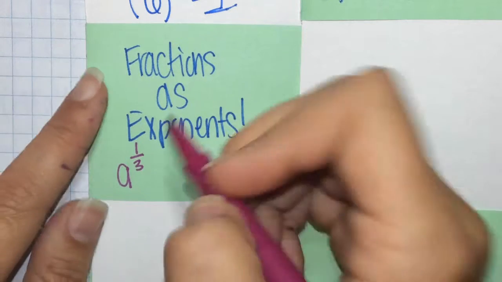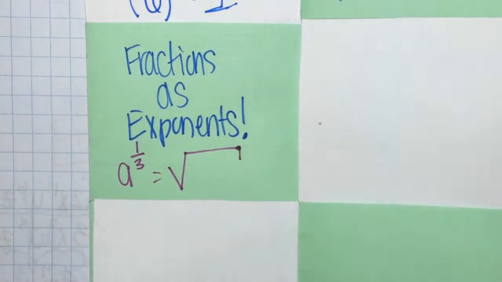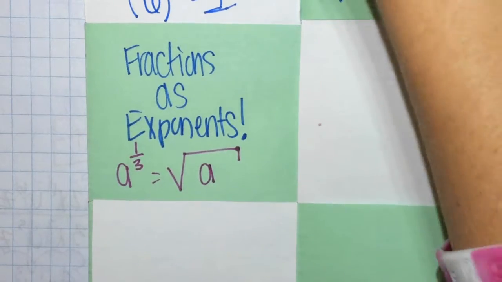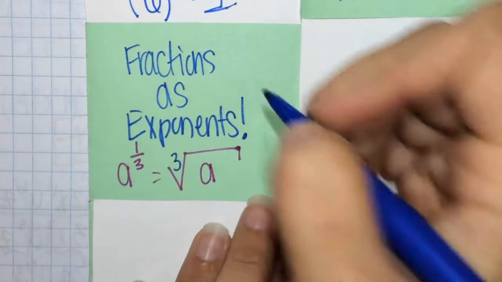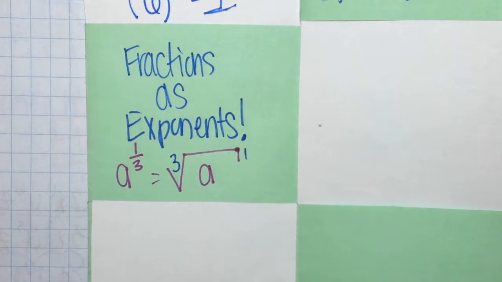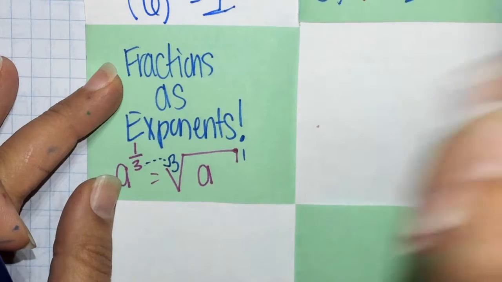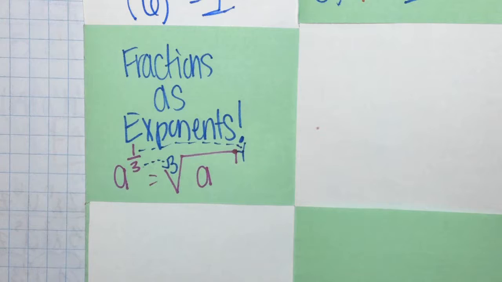Now, what you do is, this is a radical. You put the a underneath. The denominator always goes right here, and then your numerator always goes out front. That's it. Now I want everybody just to process. You take the denominator, and it goes right here. You take the numerator, and it goes out front. That's all you do.